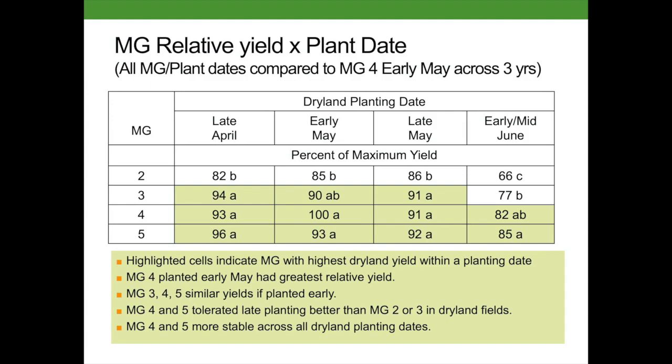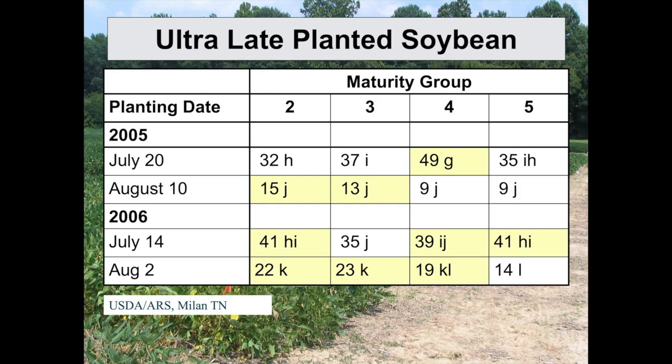When we get into June, we did see some changes there. The group 4s and 5s under dryland conditions appeared to be more stable at those later planting dates. The 3s and particularly the 2s, I think, fell off there, which kind of supports the idea that under dryland conditions you might want to consider a group 4 or 5 as probably your more stable option if you're planting in June. So what about ultra late planting?